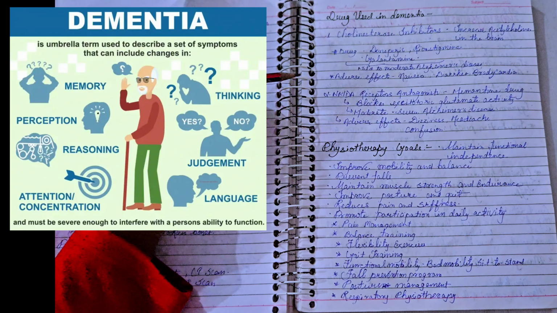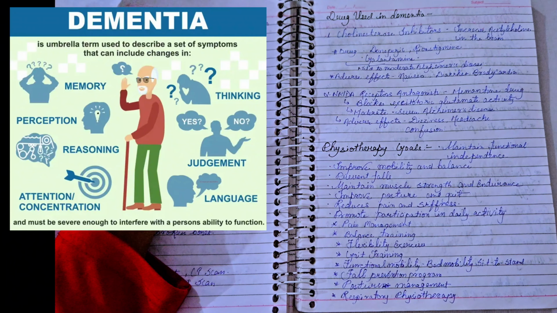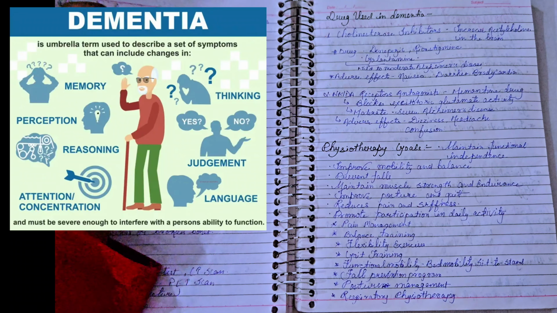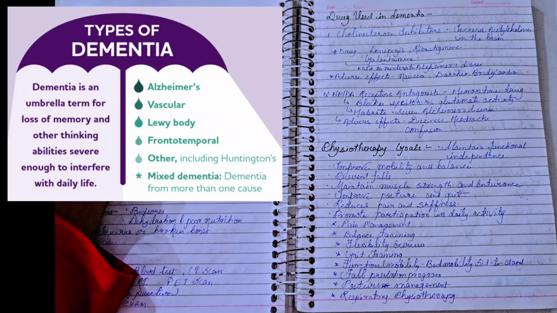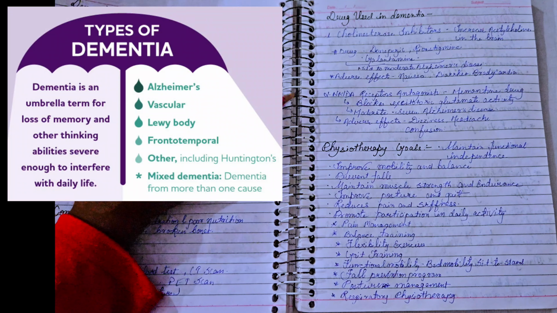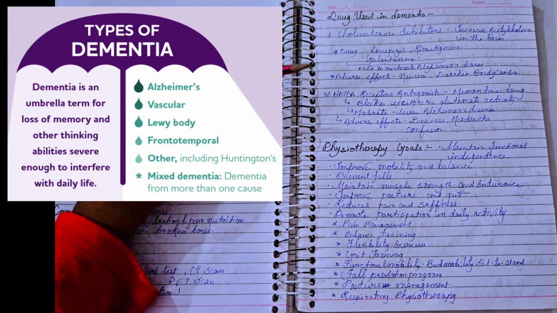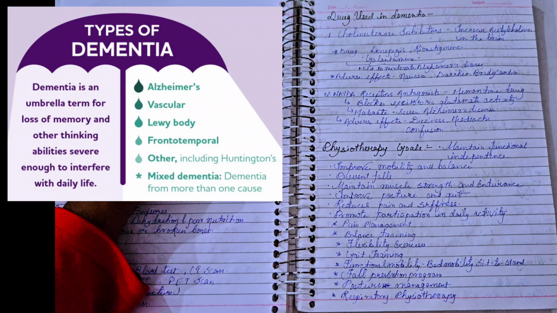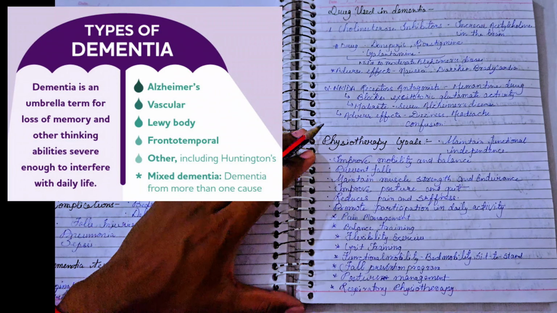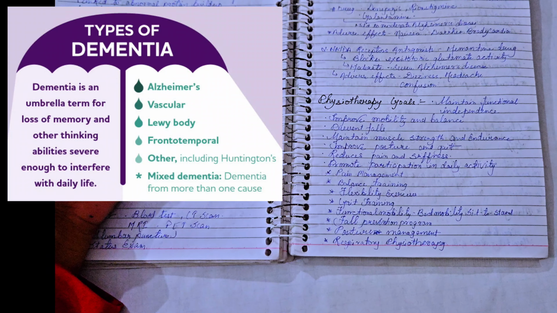Next, NMDA receptor antagonists. The drug memantine blocks excitotoxic glutamate activity and is used for moderate to severe Alzheimer disease. Adverse effects are dizziness, headache and confusion. So these drugs have to be taken. There is a chance of dizziness, headache and confusion, but it is treatable in Alzheimer disease. What are the physiotherapy goals to treat the dementia patient?